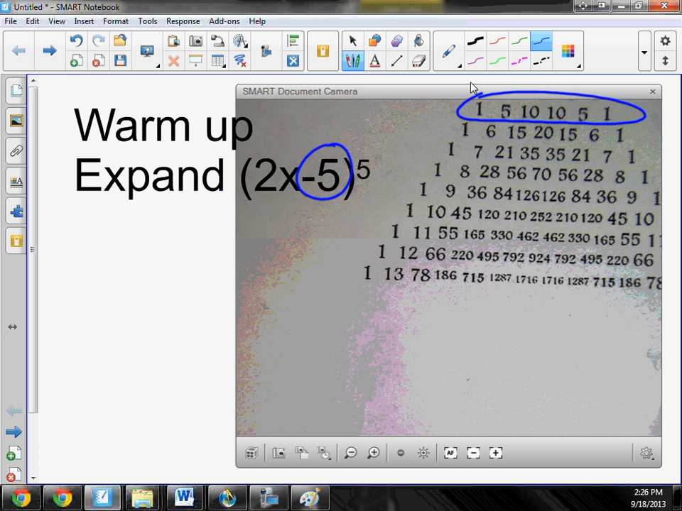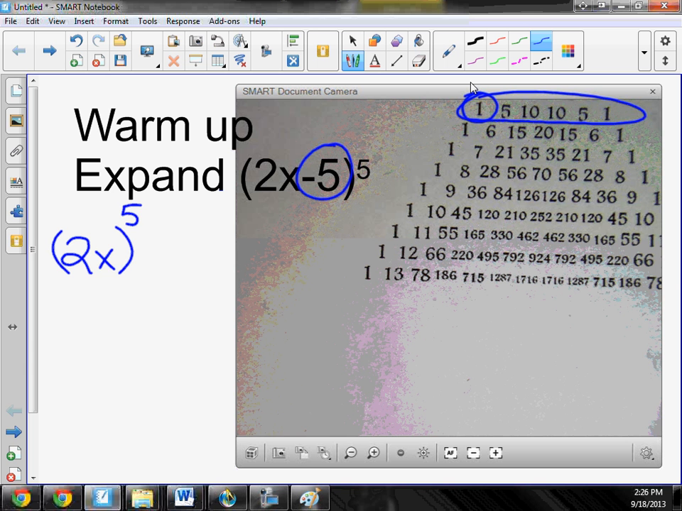So we look to the triangle. First term is a 1, so we don't really need that. So we have 2x to the 5th. How many -5s do I need? I need none. Okay? So I'm going to write plus. Okay? I'm going to say the next term is positive.